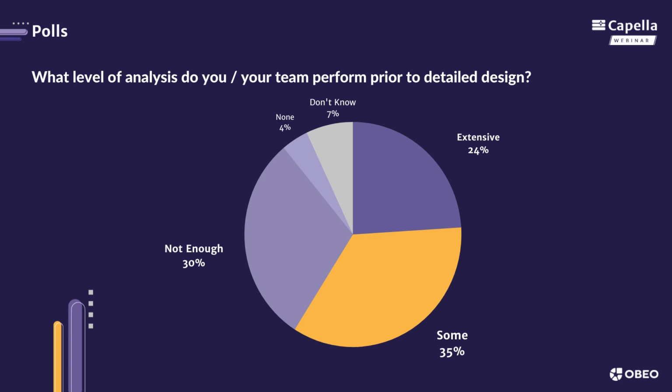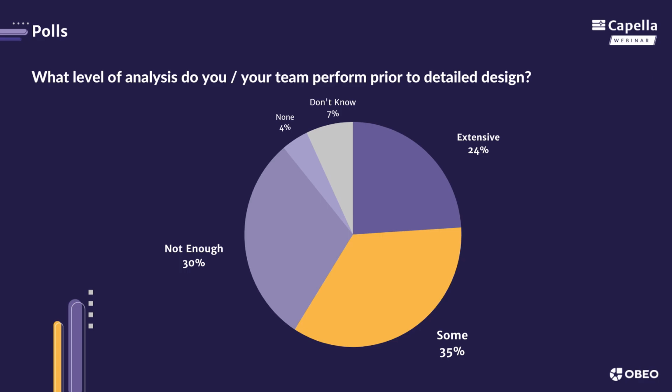The results we got: extensive use of simulation prior to detailed design, 24%. The majority is some type of analysis prior to detailed design, 36%, and then not enough, 28%. We just have a few of you that are not using any analysis before detailed design. What I take away from there is that about 30% of you think that you're not using analysis enough. And the reason might be that you don't have the connection to Capella, for instance.